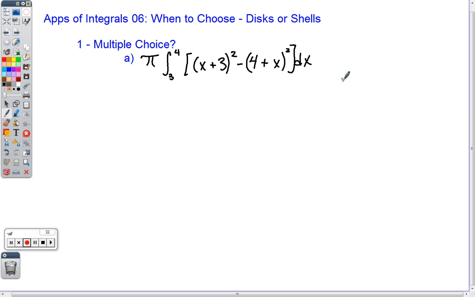If it's a multiple choice question and it says, you know, set up the integral but don't solve, it's clearly a disk question. Has to be. Okay? That may not be the best way to do the question. It doesn't matter. That's the way that your answer is going to be set up in the question. So, sucks to be you. Okay.